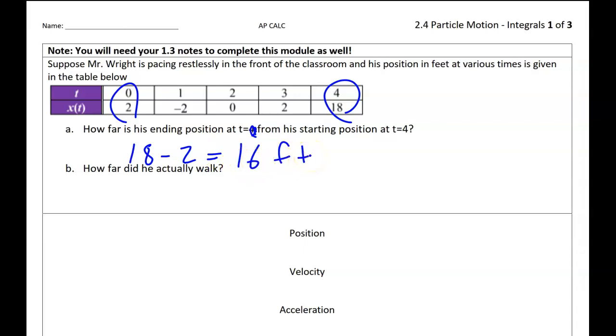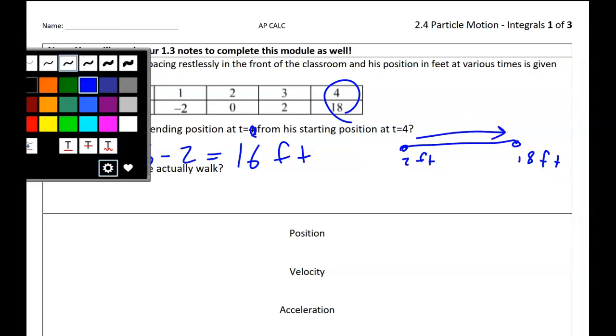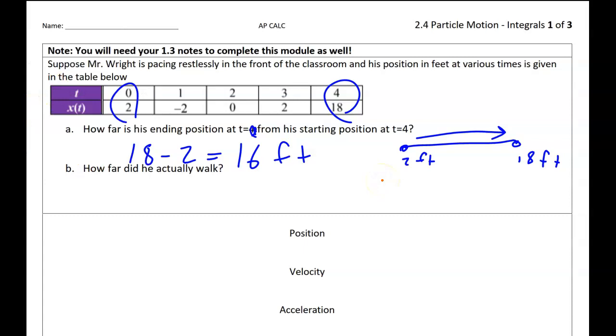Okay, so I made it 16 feet, right? So that would be something like this. So 2 feet to 16 feet, or to 18 feet. So that's my distance, right? But really, what I actually did is I didn't go straight there. I went this way and then back this way, right? And then ended up at 18 feet. So if I measured the distance of this actual line, it would be a lot longer, right?